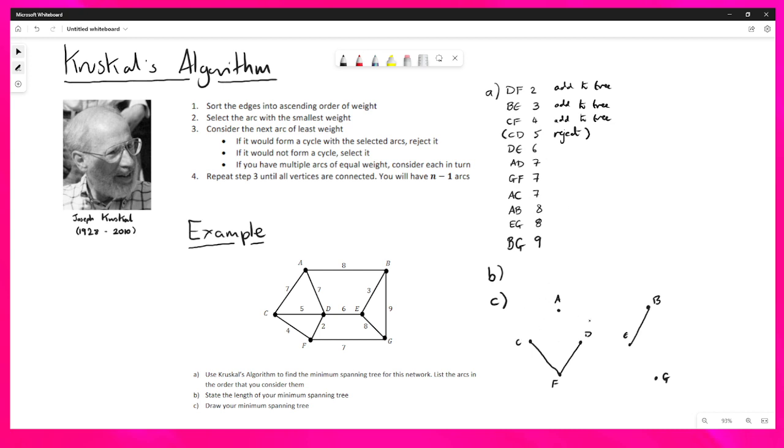So let's keep going. DE, we can see adding that doesn't form a cycle. So we're going to add that. AD, we're going to add. And then GF. We can now see that if we include any of these remaining four arcs, AC, here, we get a loop, or we get a cycle. And the same thing with AB, EG, and BG. So we reject all of these.